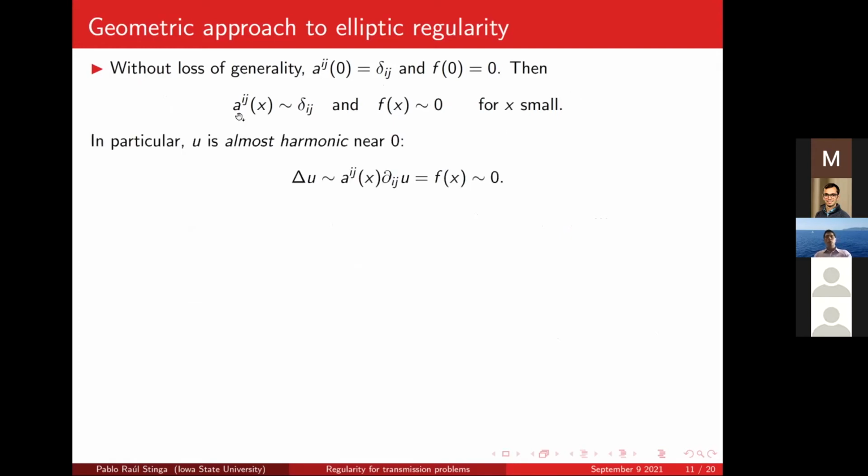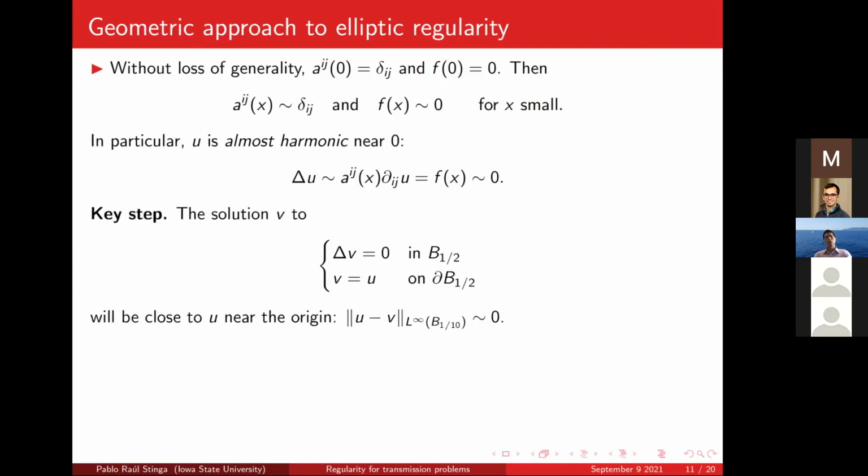So what does it mean for u? If the coefficients are close to the identity, then this equation is close to the Laplacian, right? And if f is close to 0, then the right-hand side is close to 0. So the Laplacian of my solution is close to 0, in some sense. So in some sense, what we're saying is that u is almost harmonic, right? If you have a solution to this equation, then very close to the origin, u looks like a harmonic function. So it should be smooth.